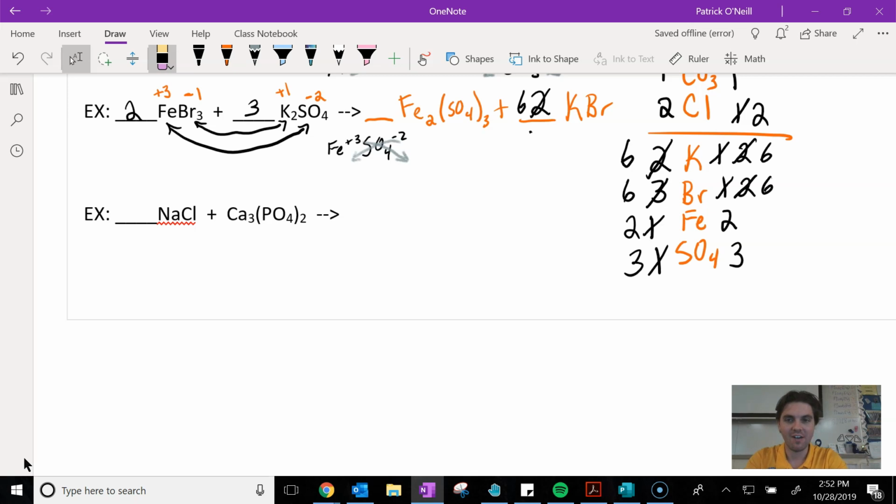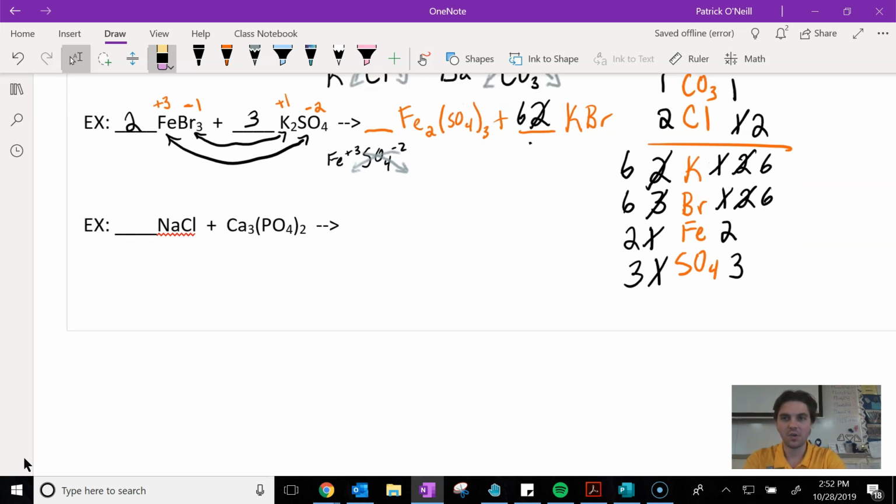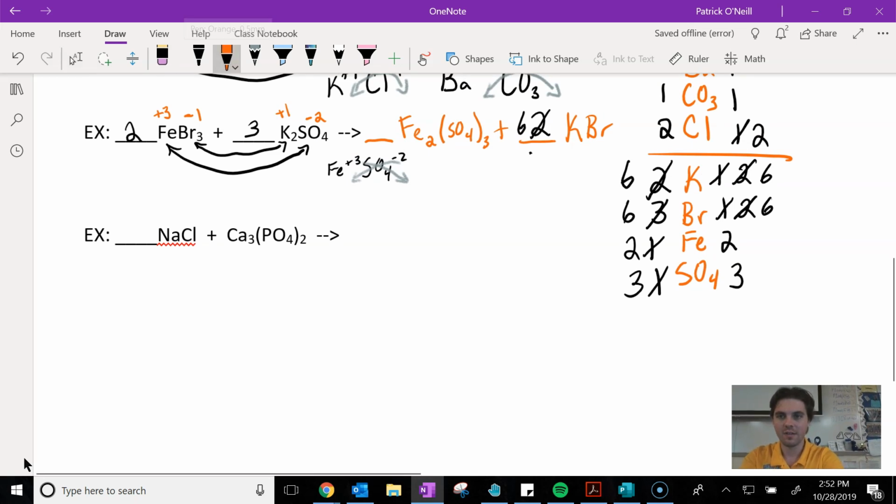So we got to first start off by stating our charges for each of these. Sodium is going to be +1. We have chlorine, which is -1. We've got calcium. Calcium's +2. And phosphate, which is -3.